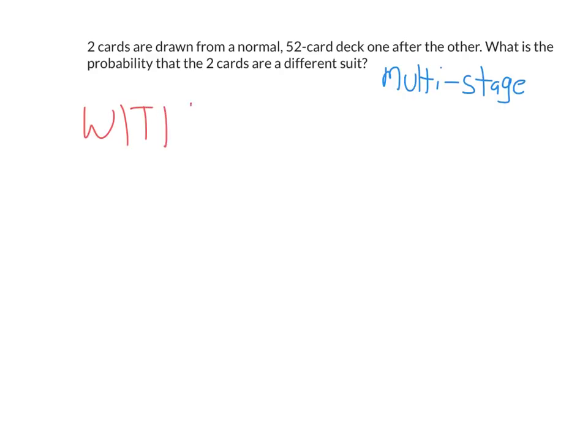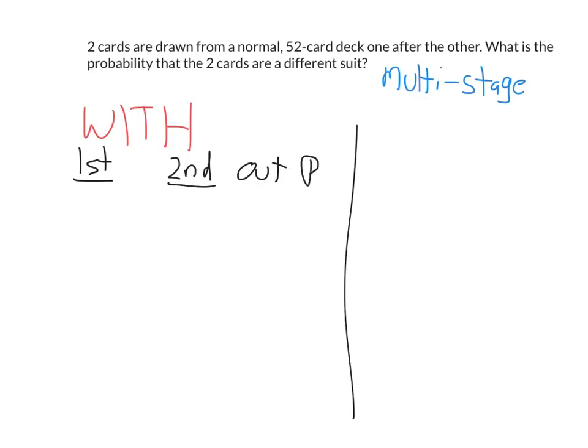So with replacement means I took the card, I put it back, and I can get it a second time. So we have columns for each of the stages. Here the stages are first draw of the card and second draw of the card. We want to list the outcome and P for probability.